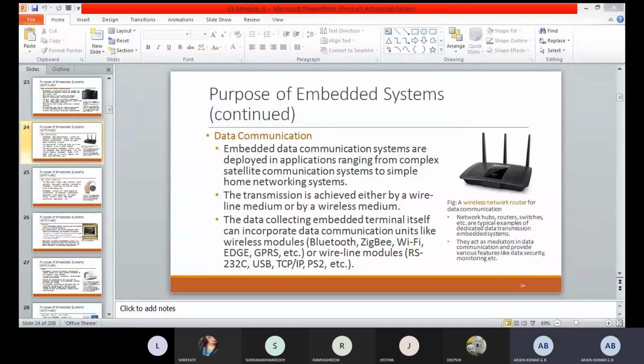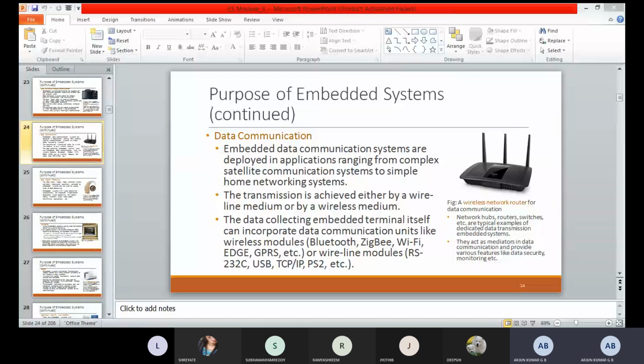Network hubs, routers, and switches are examples for data communication. This system is dedicated to data transmission in the embedded system. To send and receive data for an embedded system, we go through this network of hubs, routers, switches. These are examples of dedicated data transmission embedded systems.